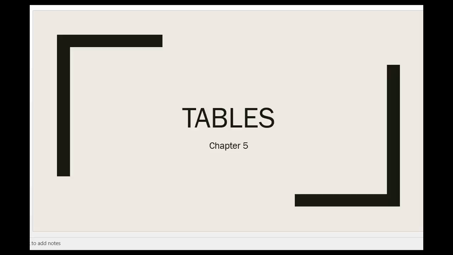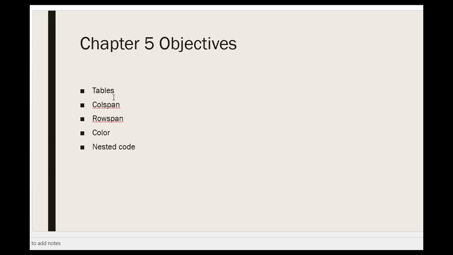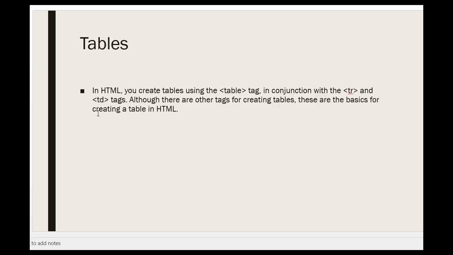Okay, so in this chapter, we're going to be working on tables. And the chapter overview looks something like this. We'll be talking about tables, column span, row span, color, and nested tables. Tables in HTML: you create tables using the table tag, in conjunction with the tr and the td tags. I'm going to explain what tr and td tags mean in a bit. There are other tags for creating tables, but these are the basics for creating a table in HTML.